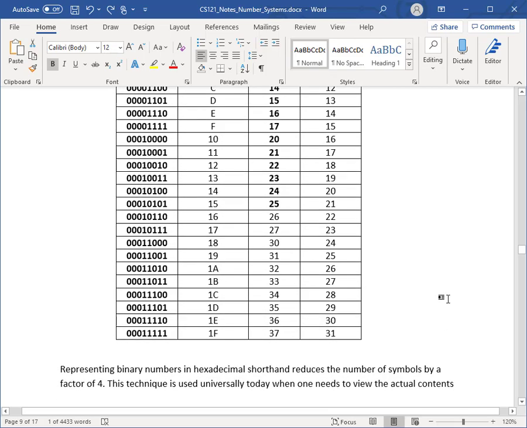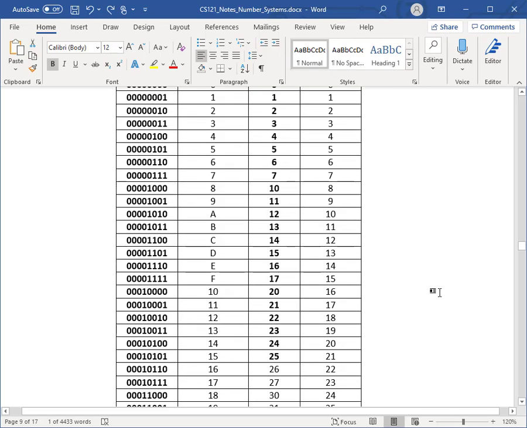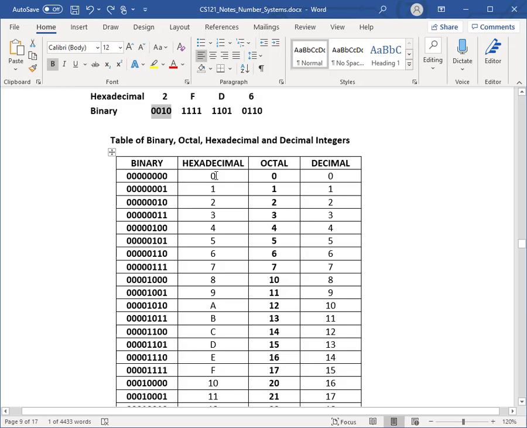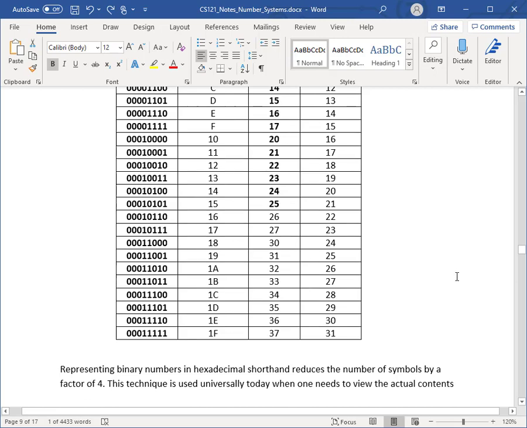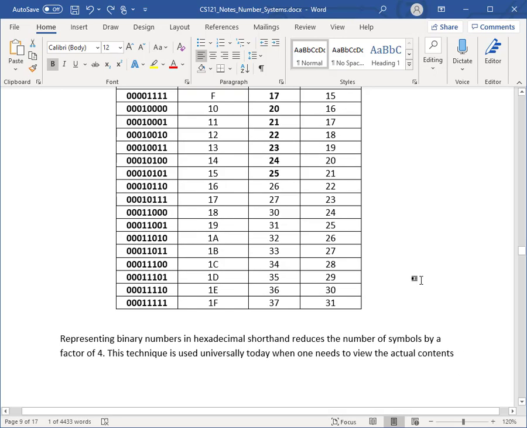And here's another table that shows some of these. So we have here the binary, the hexadecimal, the octal, and the decimal. So that's a nice table that, again, only goes up to 31. So then you have seen representations of these various number-based systems. We have looked at binary, octal, hexadecimal, and then their equivalent value in decimal.